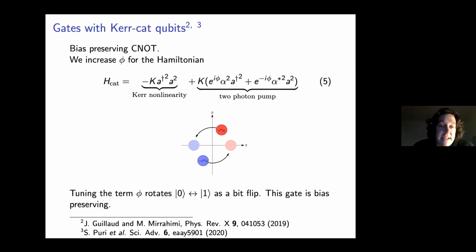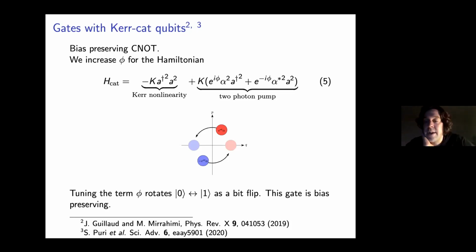What was really nice while we were doing all this work in error correction is that Shruti Puri, in this reference at the bottom, was coming up with bias-preserving gates. It's all well and good having a qubit that is well protected against a certain type of noise, like Z noise. But if we actually want to use these qubits for doing something useful, like quantum computing, we need gates as well.